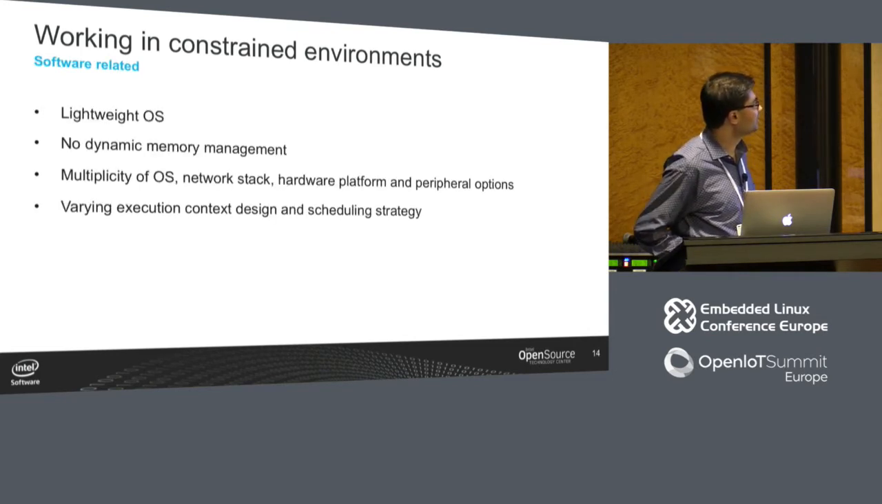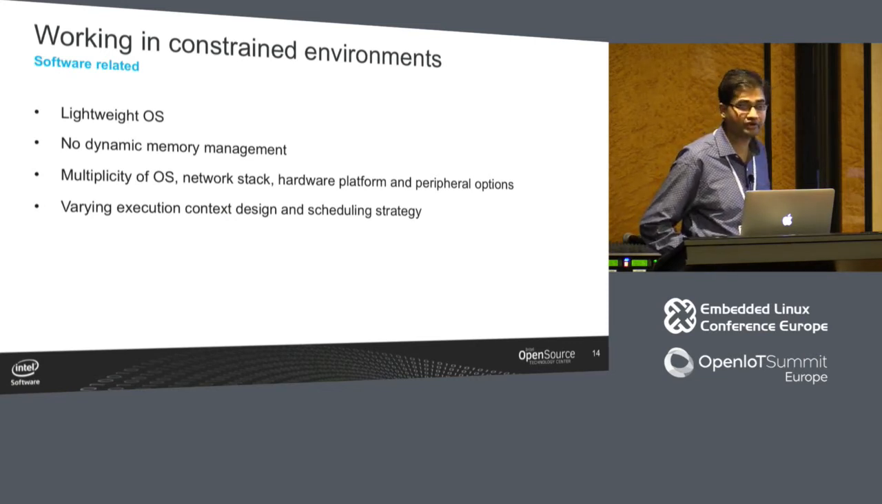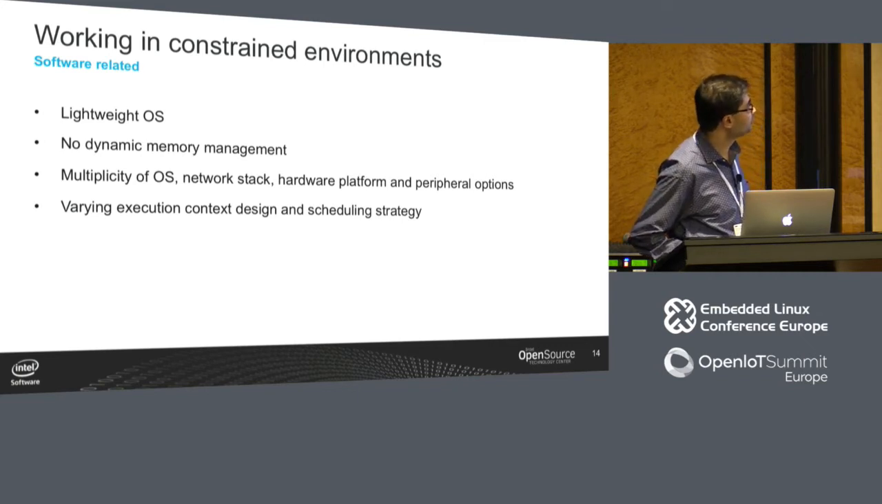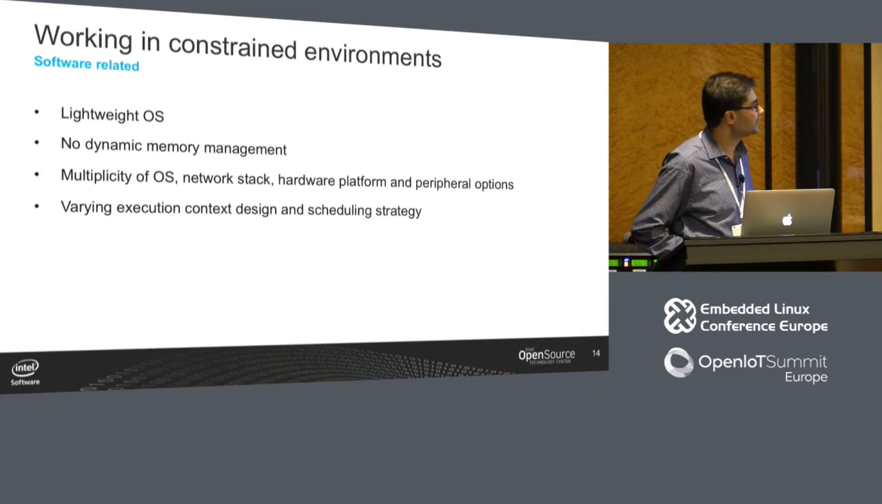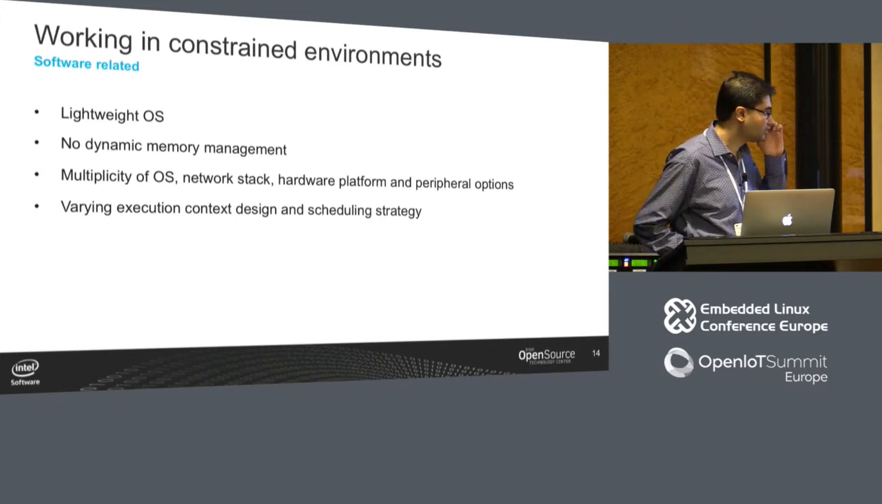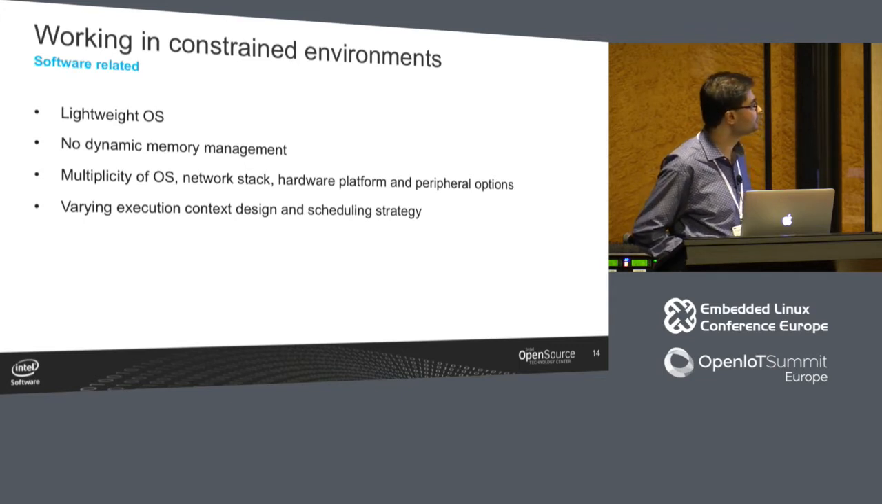These are some of the typical challenges posed by software infrastructures for constrained environments. First of all, the operating system itself is lightweight. It might lack an appropriate network stack or support for persistent storage, making the user rely upon third-party proprietary libraries to fulfill those purposes.